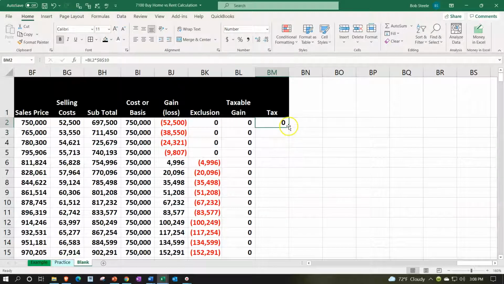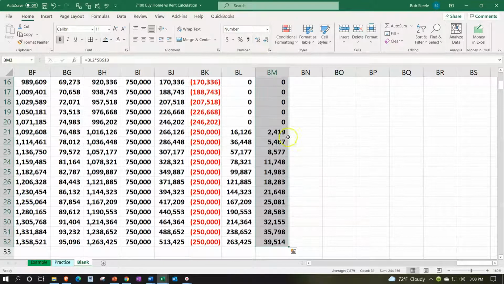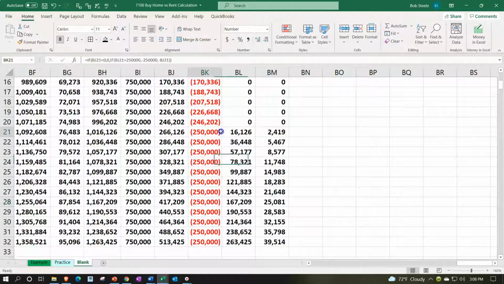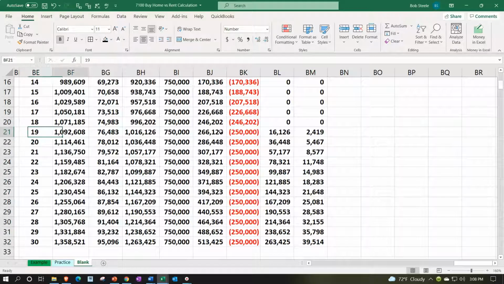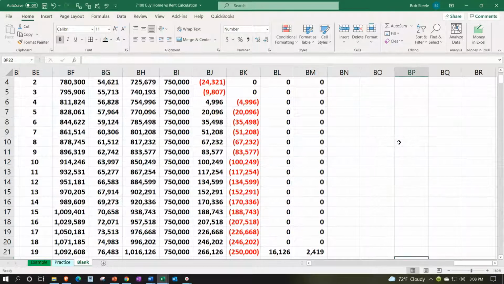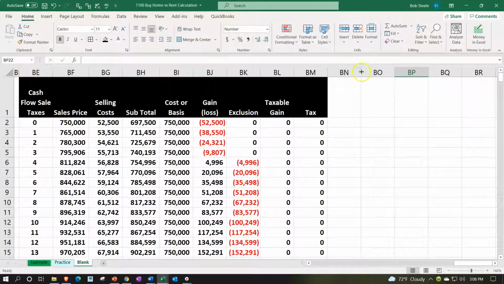Copying that down, so we'll copy that all the way down. Double clicking on it, and there we have it. So now we've got the tax cash outflow, which would come into play all the way down here once the property gain is at like year 19 above the exemption of the 250, which again, that's a significant exemption. If you're married, 500, so you'd have to have a significant gain to clear that.